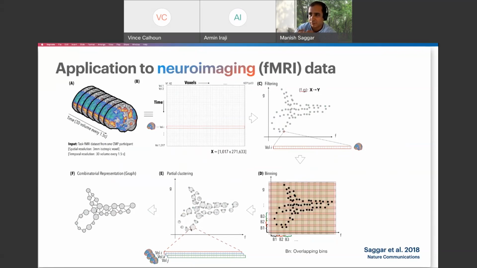So it's lossless compression in some way. So you can go back to this node and say, okay, which TRs belong to this node, and you can color the graph based on these things and so on and so forth. So that's the basic idea of Mapper and how we applied it to neuroimaging.